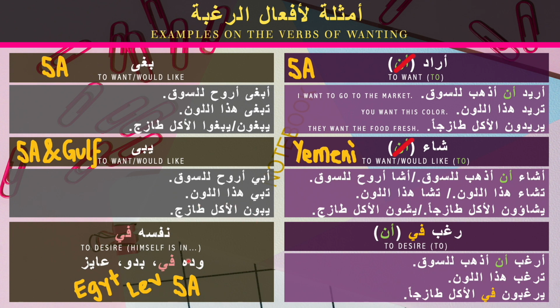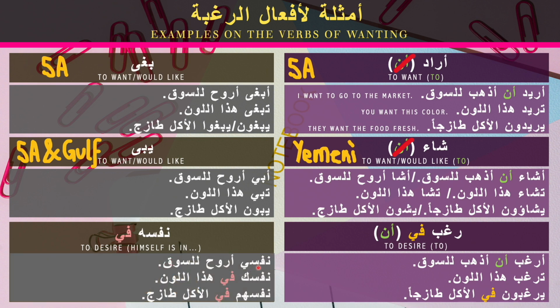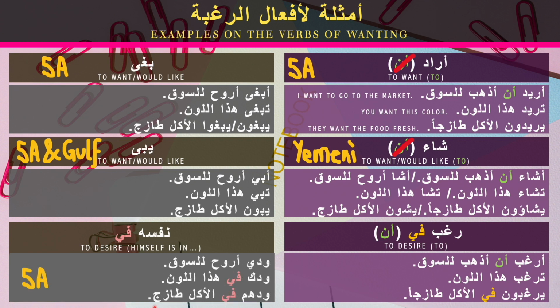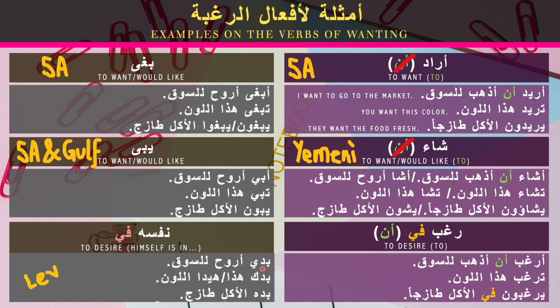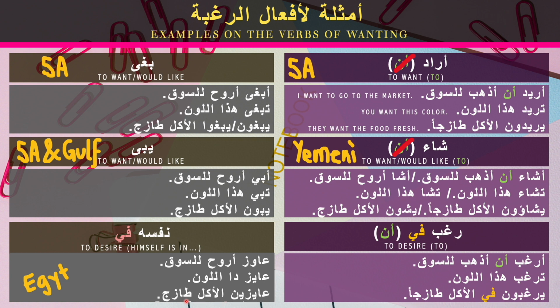Now we will use every one of these here, starting with نفسه. نفسي أروح للسوق. نفسك في هذا اللون. نفسهم في الأكل طازج. Now, ودي أروح للسوق. ودك في هذا اللون. ودهم في الأكل طازج. This is used in Saudi Arabia commonly. Then in Levantine, the common one, بدي أروح للسوق. بدك هذا اللون or بدك هيدا اللون. Depends on the dialect. بده الأكل طازج. The next one in the Egyptian, عاوز أروح للسوق. عايز دا اللون. عايزين الأكل طازج.